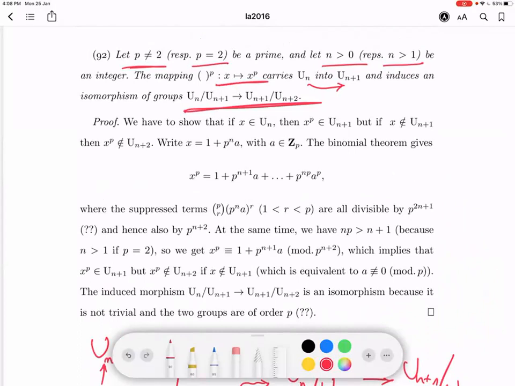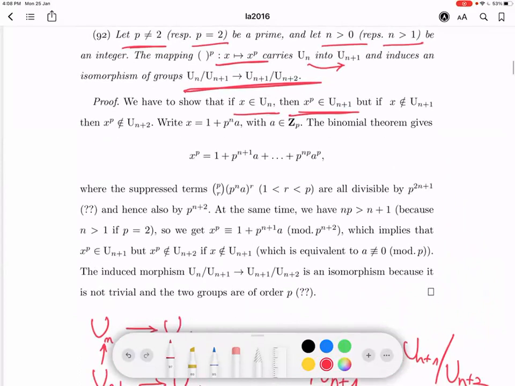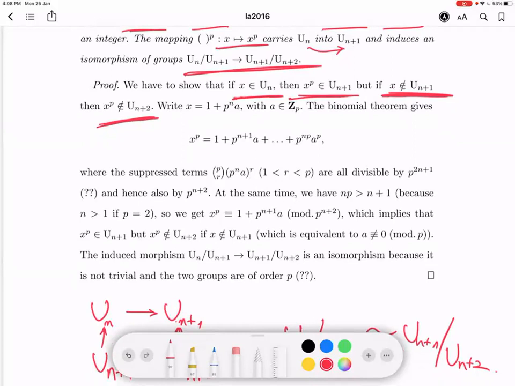Okay. So first we have to show that if I have x in U_n, then x to the power p is in U_{n+1}. And if x is in U_n but not in U_{n+1}, then x to the p is not in U_{n+2}. That's what we have to show. Okay. So x is in U_n, which means that x can be written as 1 plus p to the n times a, for some a in Z_p.